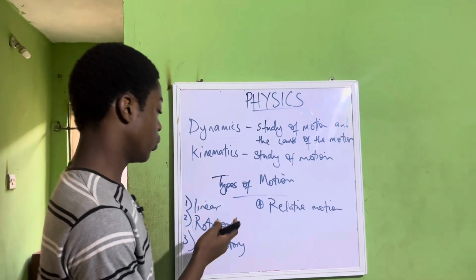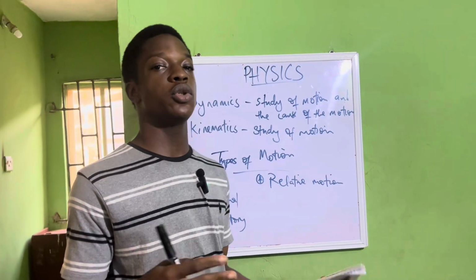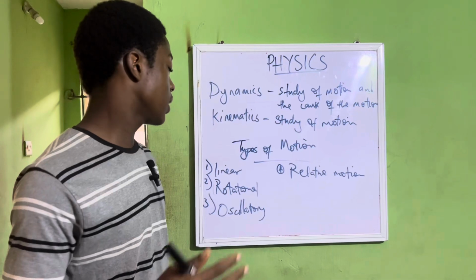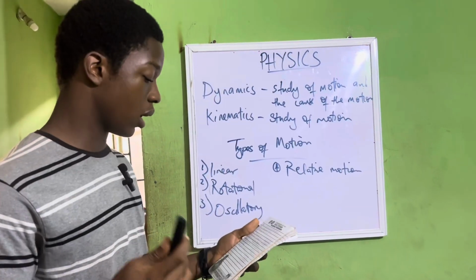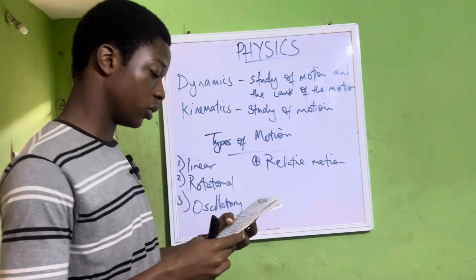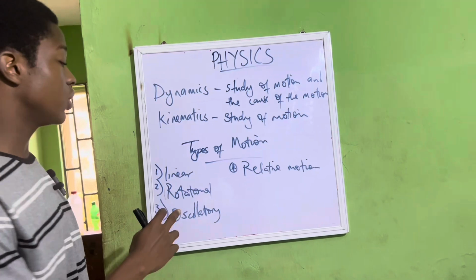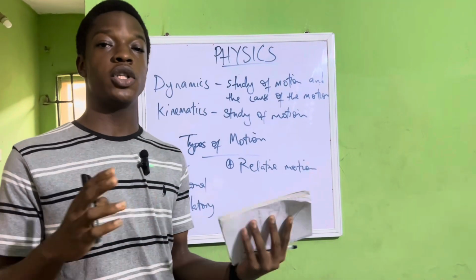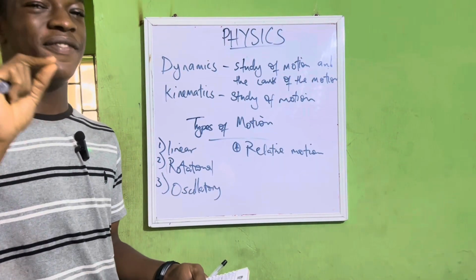So the next one is rotational motion. According to its name, rotational motion is the motion of a particular object in a circular direction. An example of this is the rotation of a fan blade. Note that in a rotational motion, the object moves in a circular direction around a fixed point.